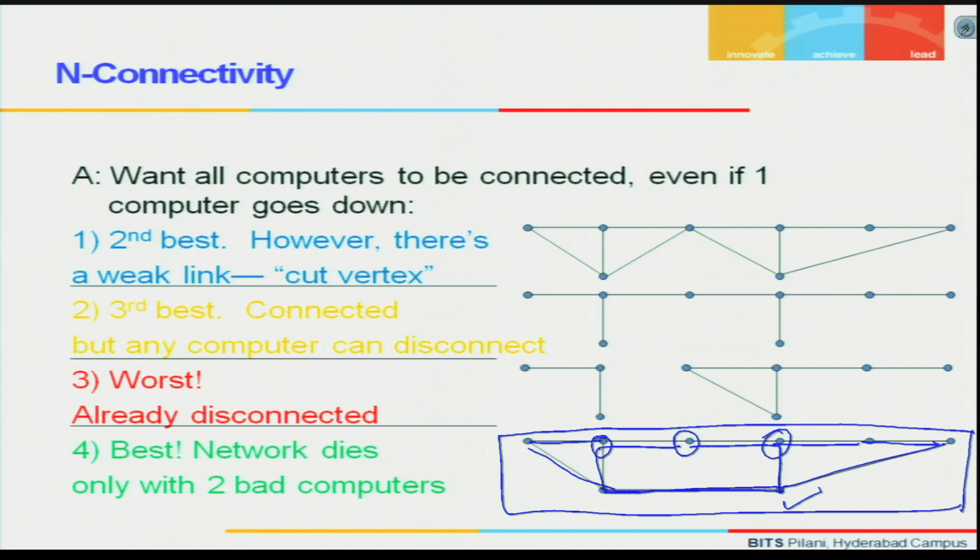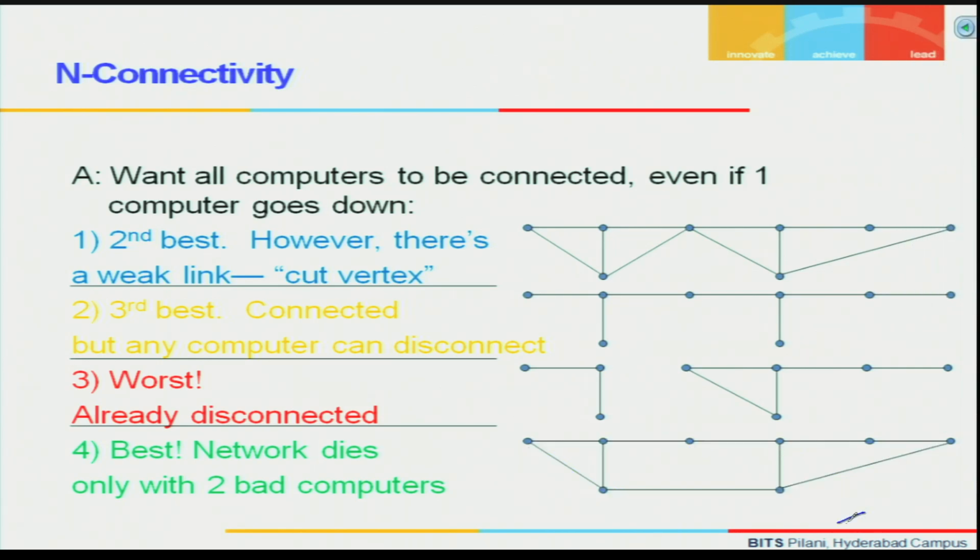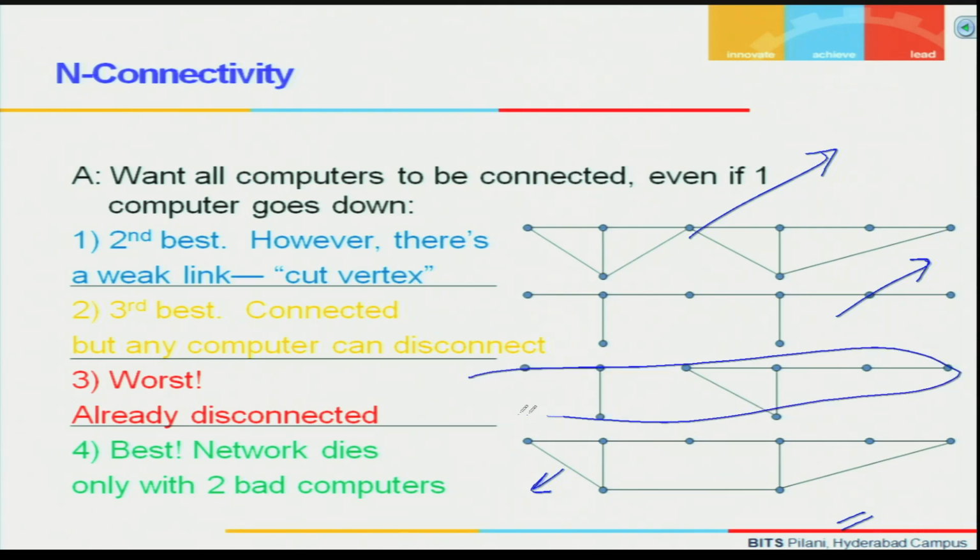At least 2 guys need to be removed from this graph for it to become disconnected. Hence it is called 2 connectivity, this is 1 connectivity, this is 1 connectivity, and this is anyway disconnected.